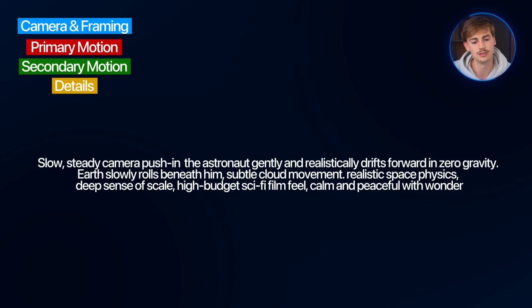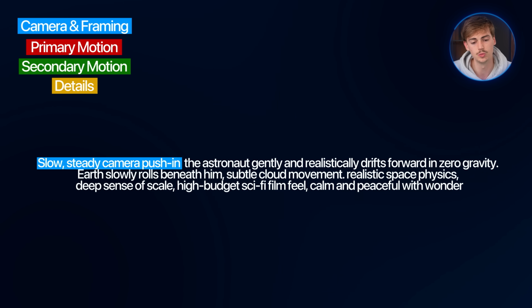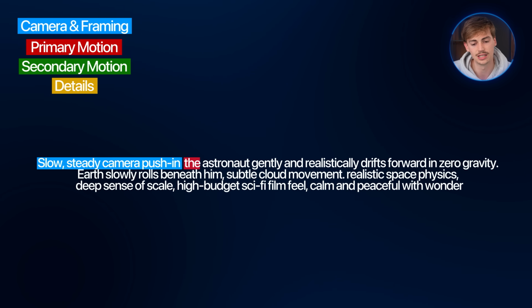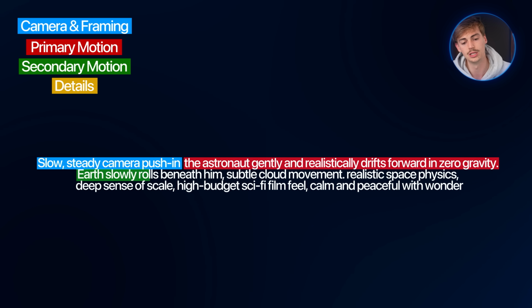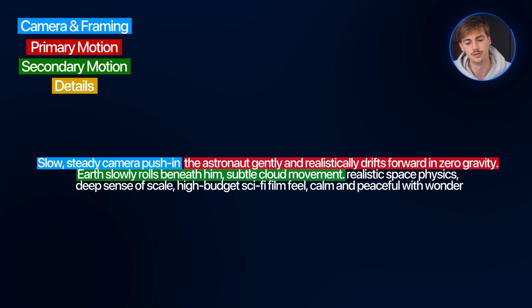We're starting off with camera and framing. For that, we're using slow, steady camera push-in. Now that is describing what we're doing with the camera. Then we're going with the primary motion, which is the astronaut gently and realistically drifts forward in 0 gravity. So that is the main primary motion that we're describing first. Then the secondary motion is Earth is slowly rolling beneath him, subtle cloud movement. So that is describing what's going on with the scene.